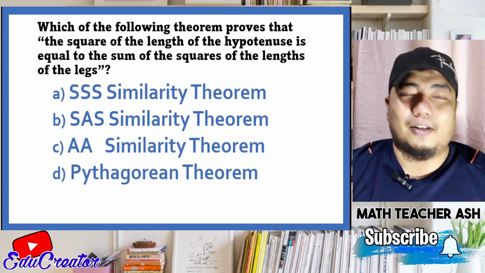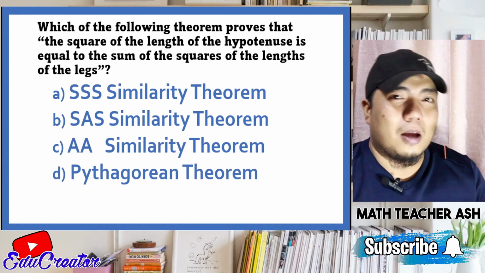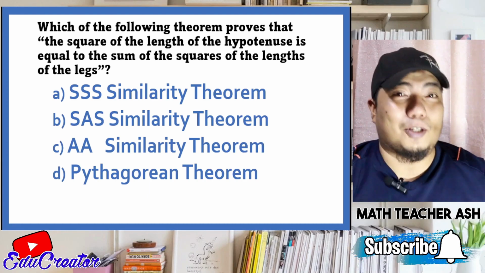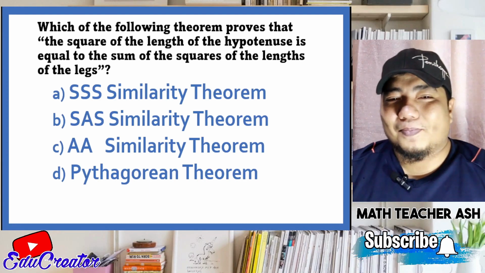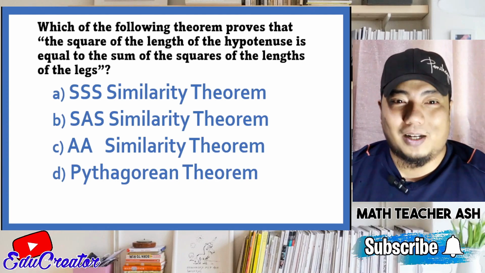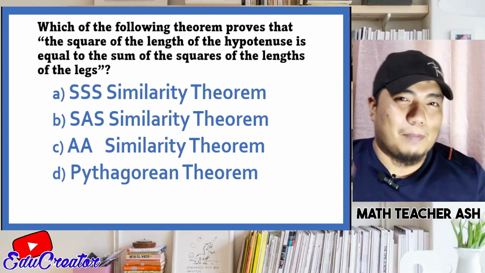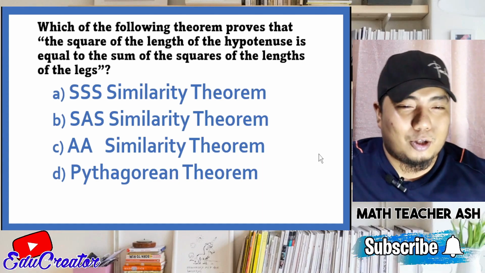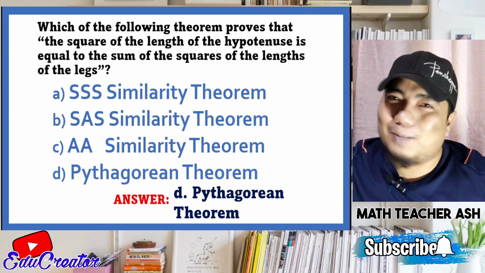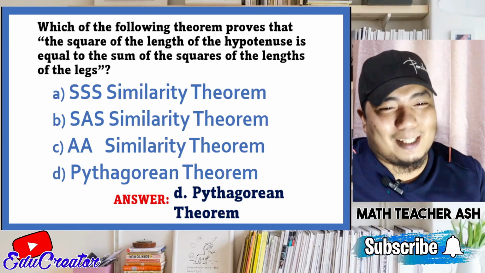Of course, my dear math learners, this definition is known. If you have listened to our discussion in question number one, if we are talking about the hypotenuse and the sum of the squares of the legs, that is basically the Pythagorean theorem. Letter D. All right. So I hope that answers your inquiry about this question.